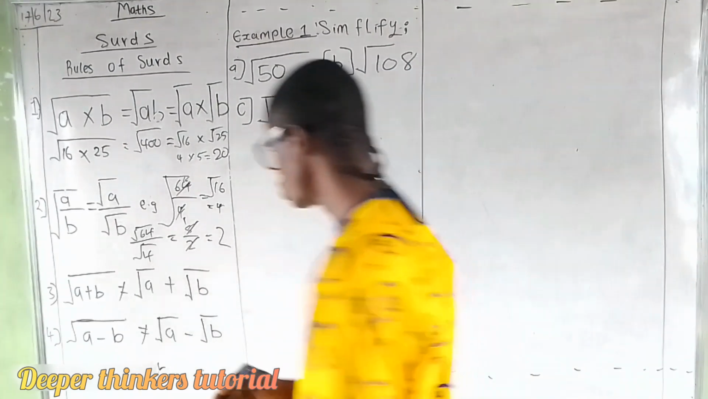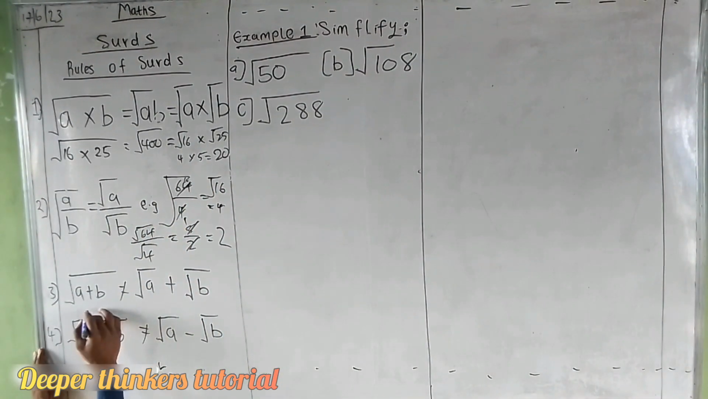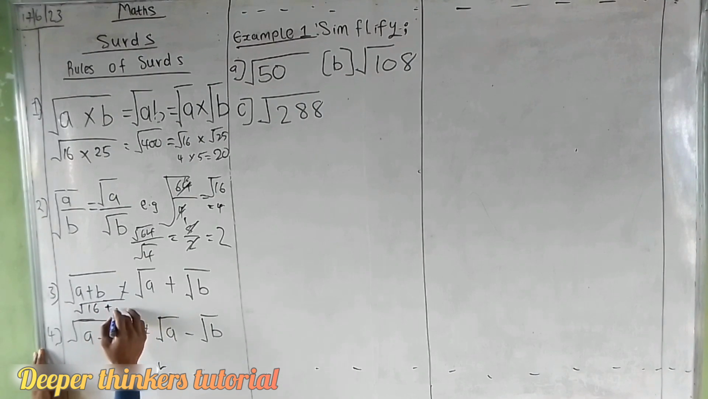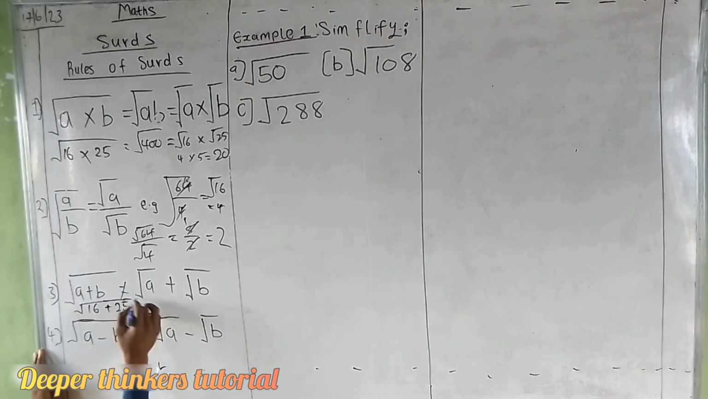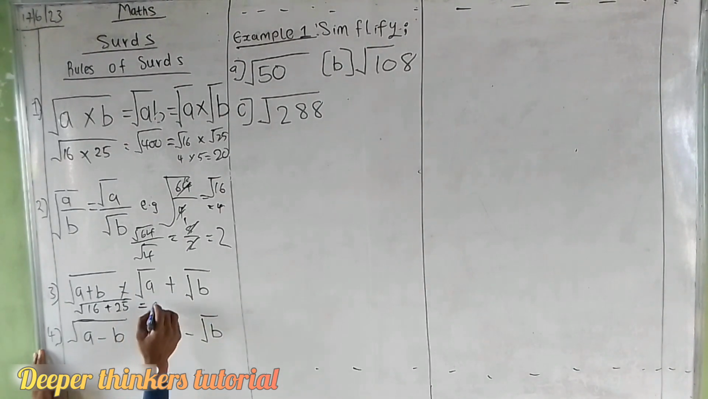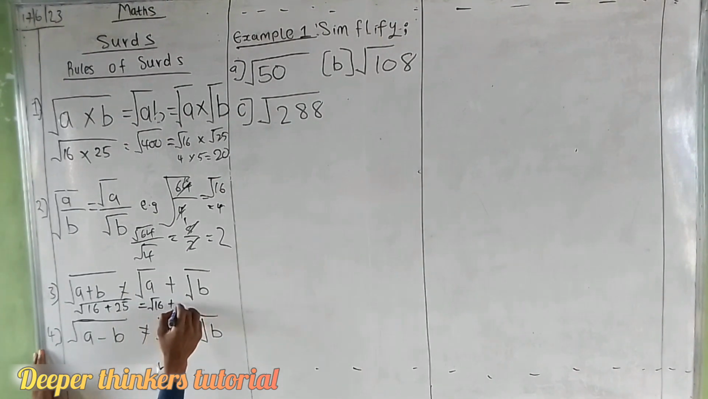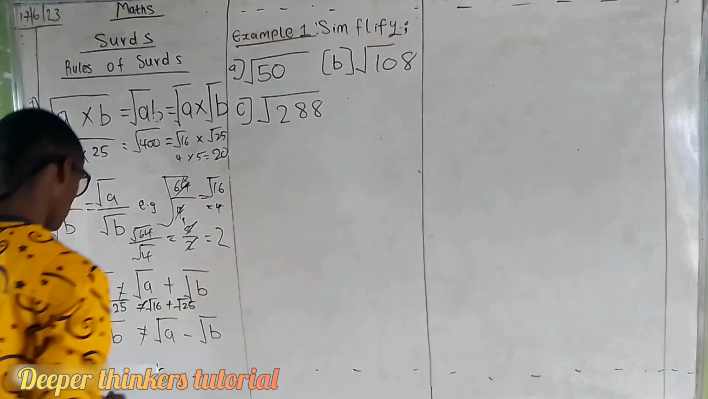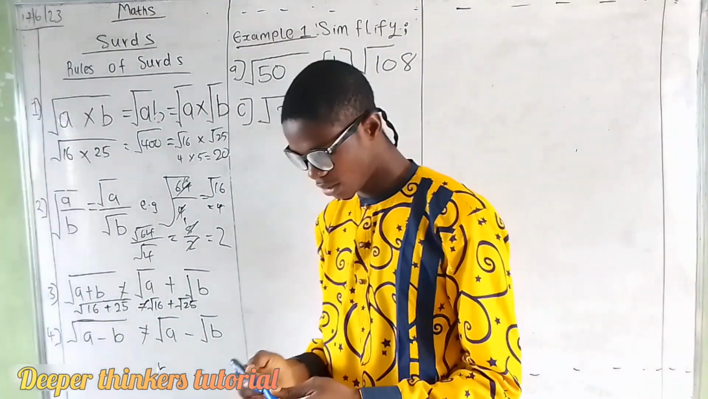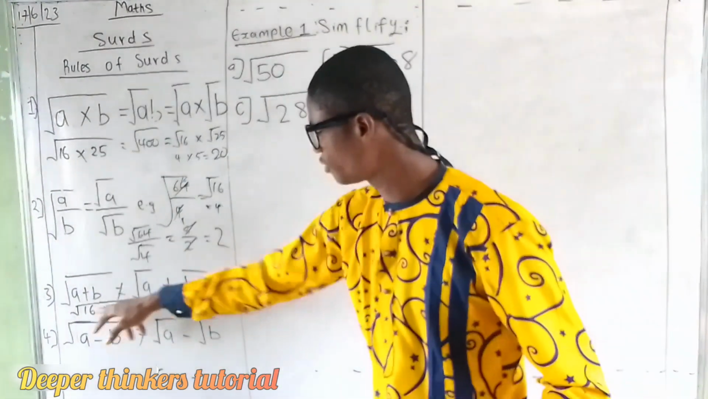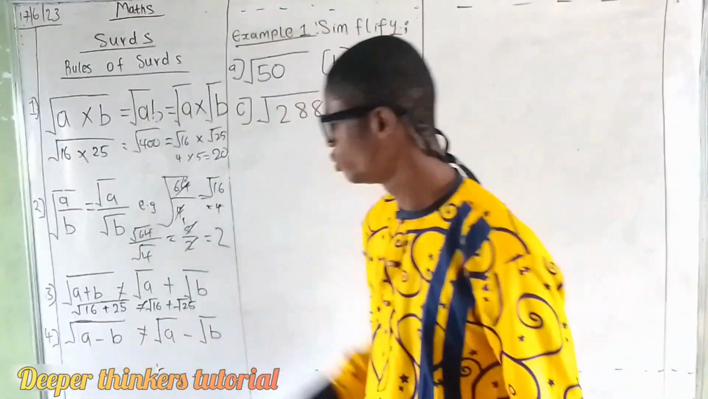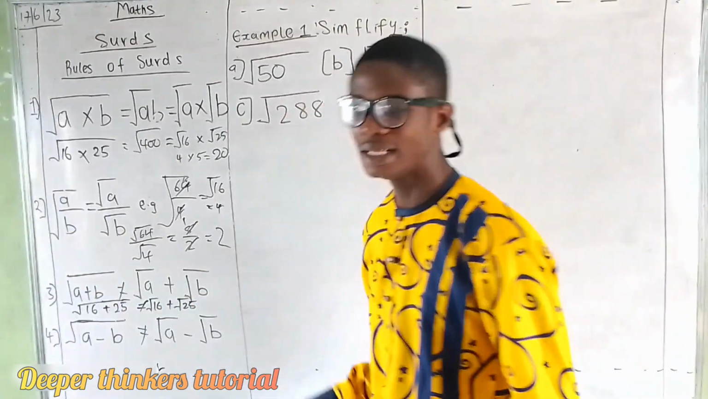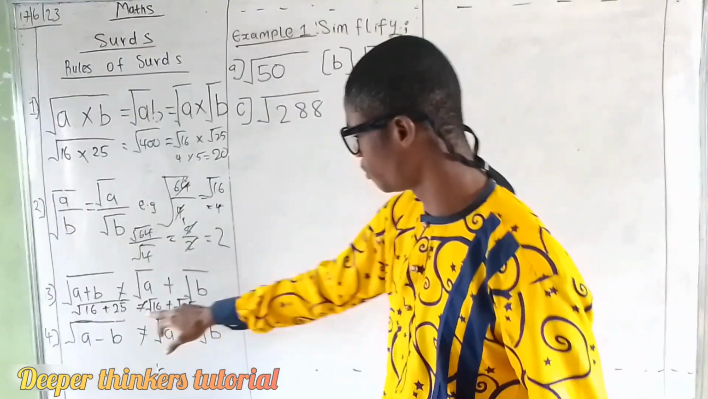They are never commutative. So when you, for instance, have the square root of 16 plus 25, it is not the same as taking the square root of 16 plus the square root of 25. It is not the same. So also is subtraction. When you add these two, it will give you 41, and the square root of 41 can never be the same as when you do this one like this.